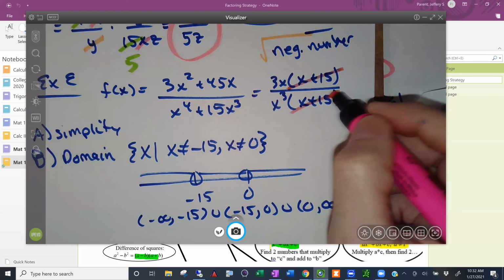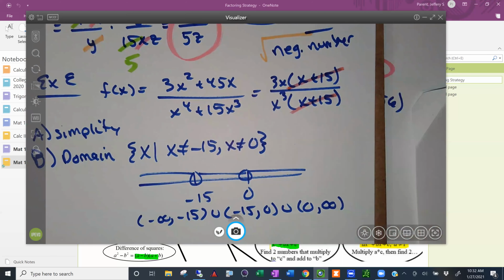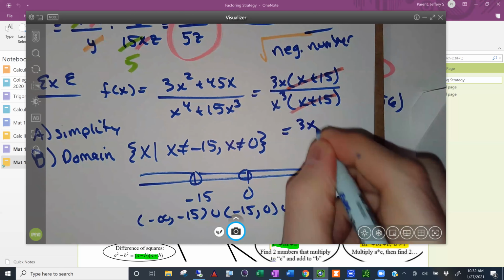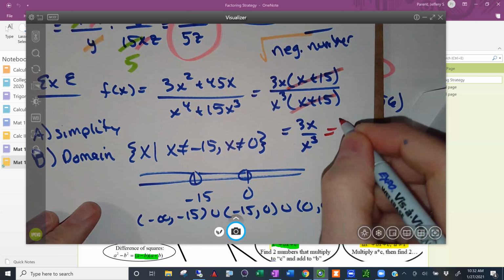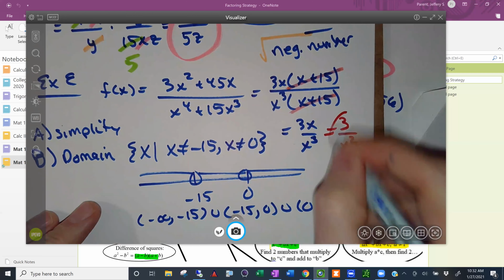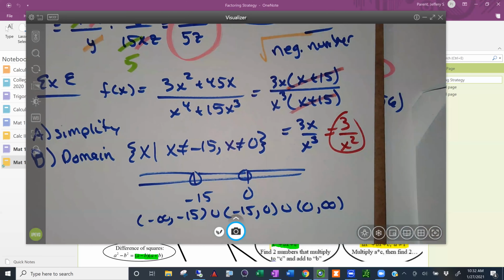That's going to cancel, right? And it leaves me with 3x over x cubed. But even that's not simplified enough, because you can take that x away from that one, so it'd be x squared at the denominator. So 3 over x squared. Perfect. Thank you, Tabitha. Yeah, 3 over x squared. Well done. So there's your part A.